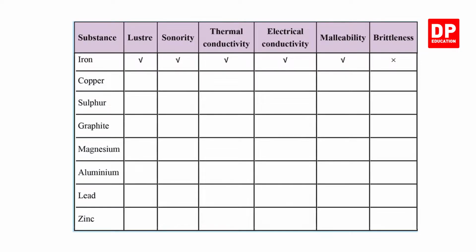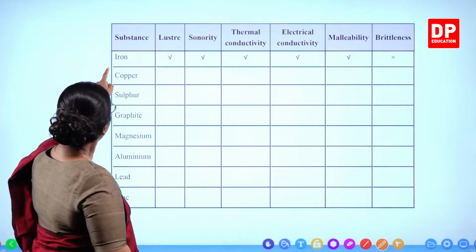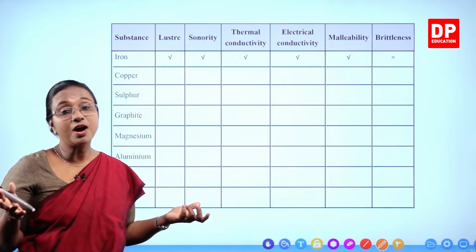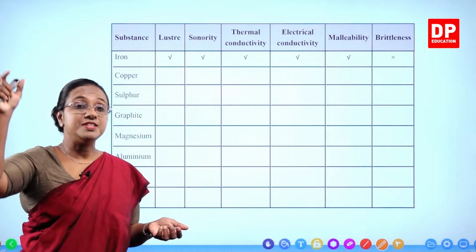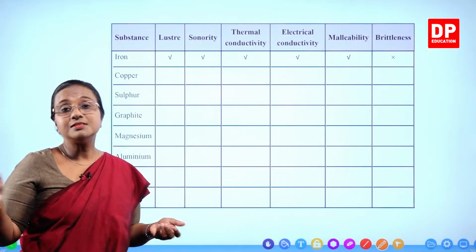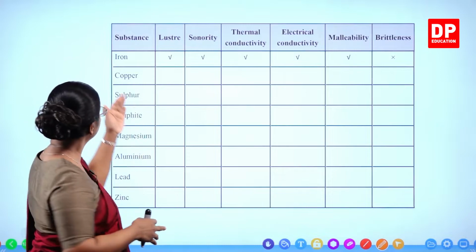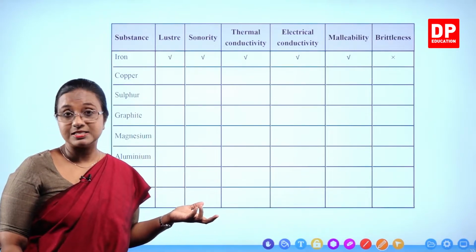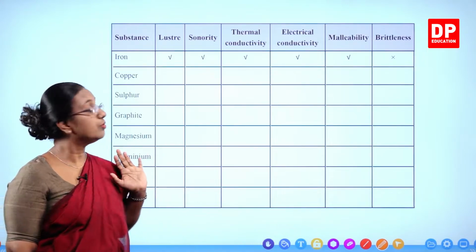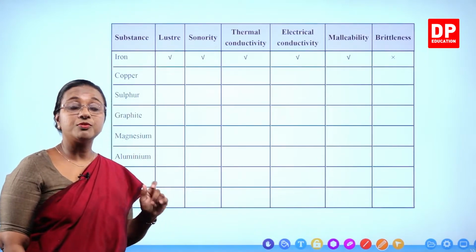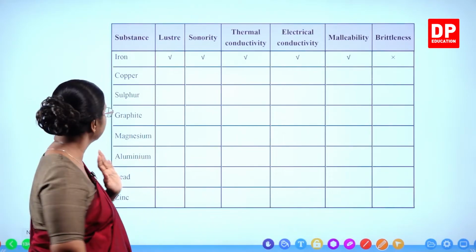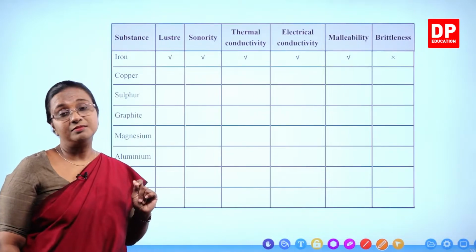You are familiar with this table. Here you can see the substances are given. Iron, you know what iron is. We have so many iron structures in your household itself. You would have seen those iron grills, so many things made up of iron. Then copper, obviously you would have seen copper wires or copper vessels. Then sulfur, of course, we don't use it at home, but I showed you all in the lab, so you have seen sulfur. Then there is graphite.